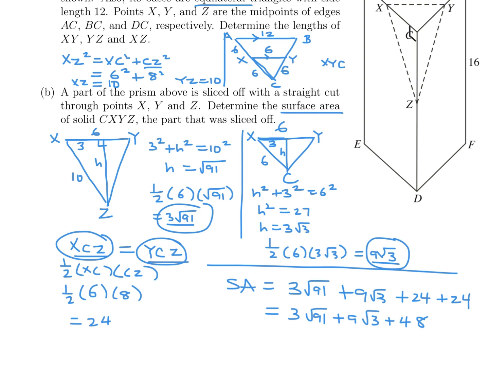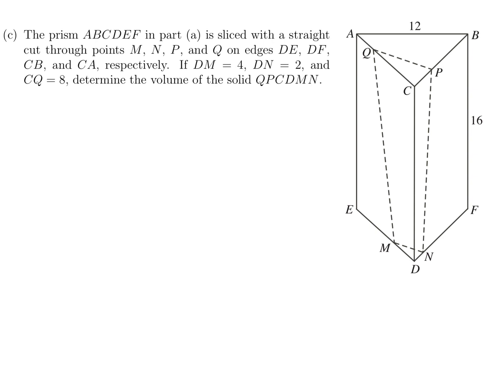Part C. The prism ABCDEF in part A is sliced with a straight cut through points M, N, P and Q on edges DE, DF, CB, and CA respectively. DM is 4, DN is 2, CQ is 8. Determine the volume of the solid QPCDMN.